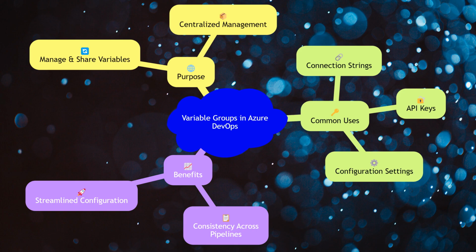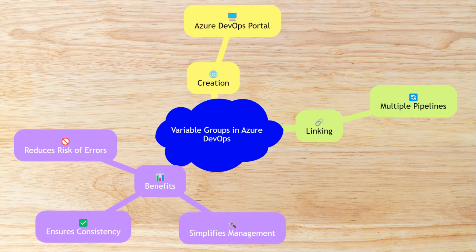To create a variable group, you can use the Azure DevOps portal. Once created, variable groups can be linked to multiple pipelines, making it easy to share values across different projects. This approach not only simplifies the management of configuration settings, but also ensures consistency and reduces the risk of errors.